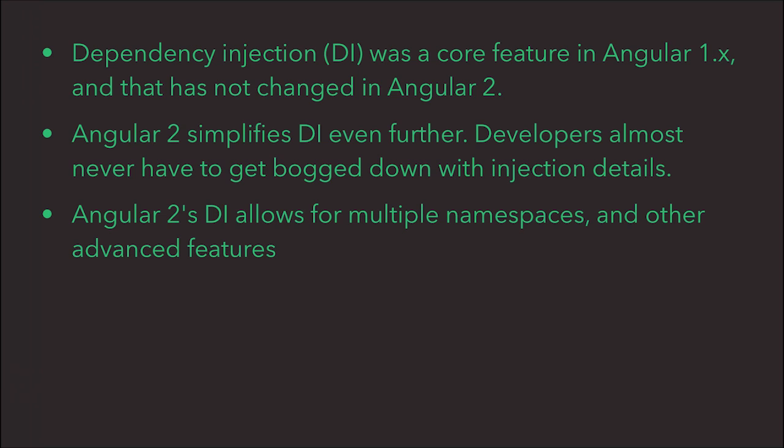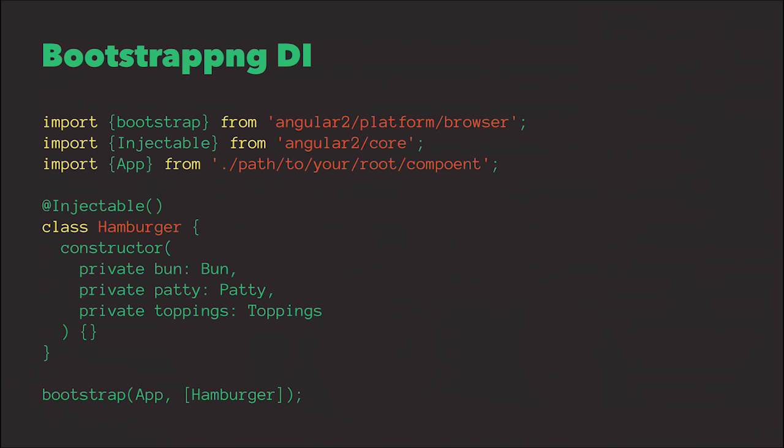Angular 1 had a whole bunch of different components that could be injected, but now in Angular 2, everything is just a TypeScript class that has been marked up with an @Injectable decorator. So it's much easier to create things and inject them without tying them to your framework too much. And Angular 2's dependency injection system also allows for multiple namespaces and some other advanced features that they couldn't get into Angular 1. So let's take a look at getting started with dependency injection.